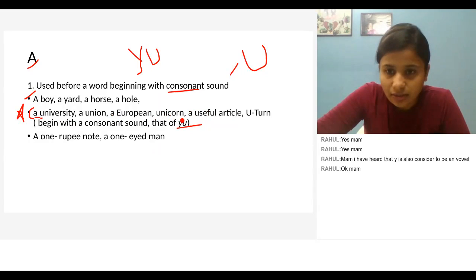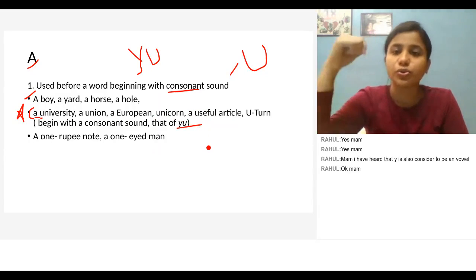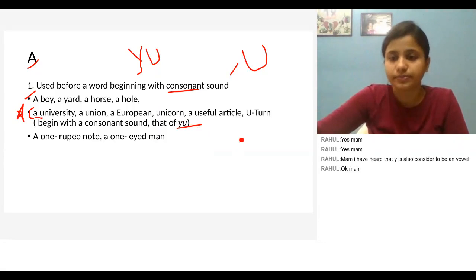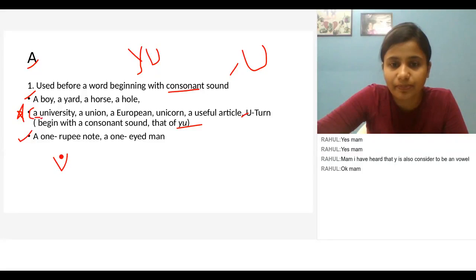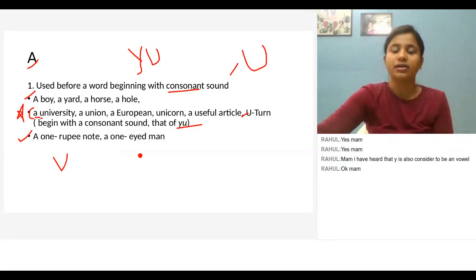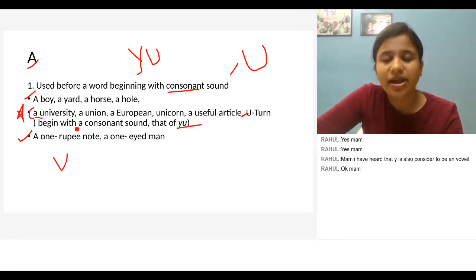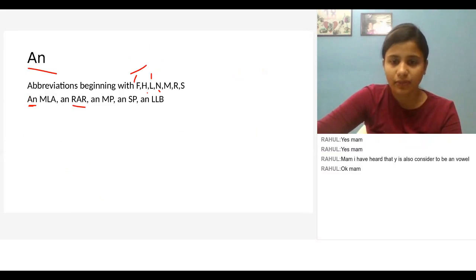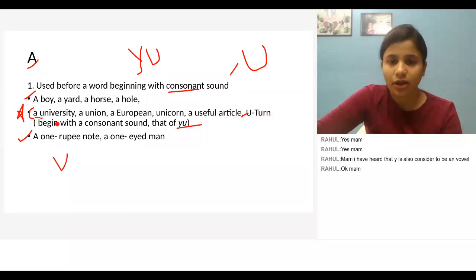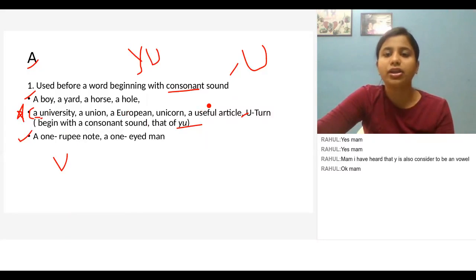Then a useful article, again the pronunciation is "yu". Then you have to go for a U-turn. Then if you have a one rupee note, the pronunciation has something to do with "w". When we say one, so a one rupee note, a one-eyed man. This is the only confusing thing. These are some particular examples that they try to confuse you with. So just remember these: university, union, European, unicorn, and useful, U-turn, they all have a before that.